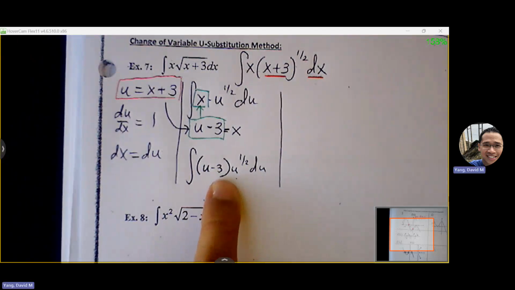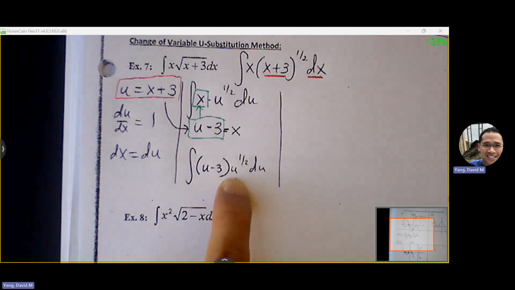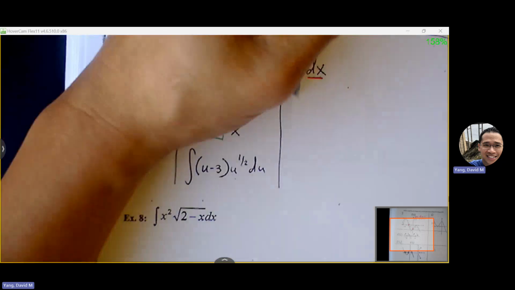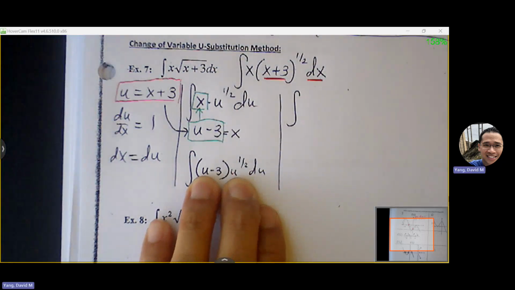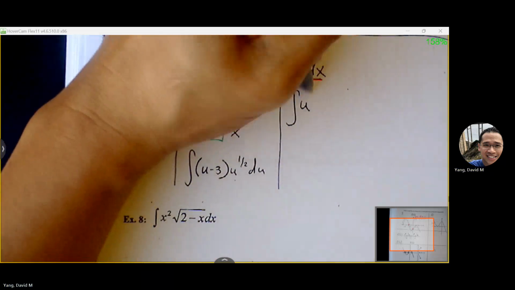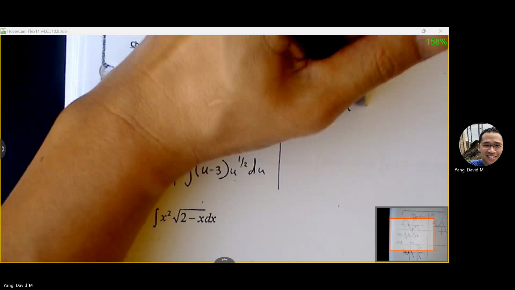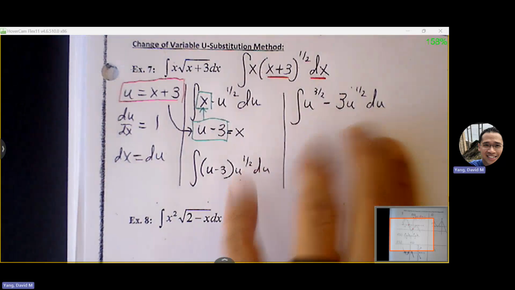And we should be able to handle this using expansion power rule, right? We're still not ready for power rule, but if we distribute that u to the 1/2 through, we should have 2 individual problems that we can handle independently. So if I multiply bases, I add exponents. 1 plus 1/2 is 3/2. Okay, apply power rule now.